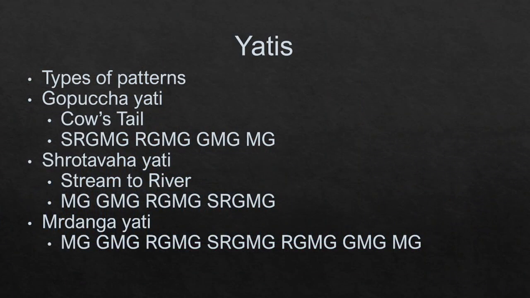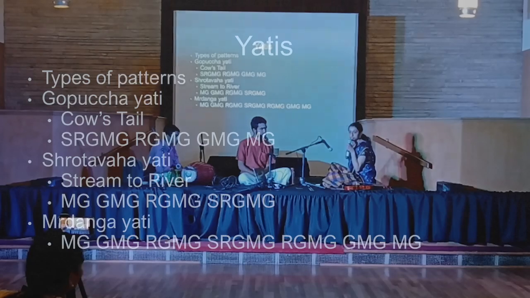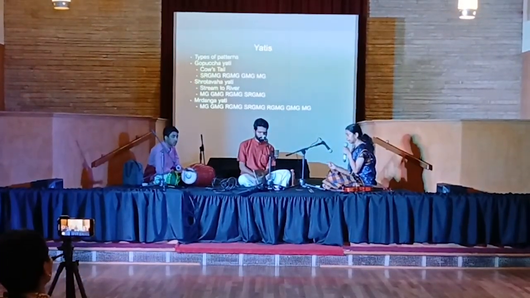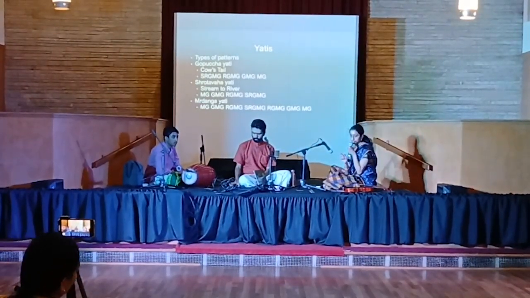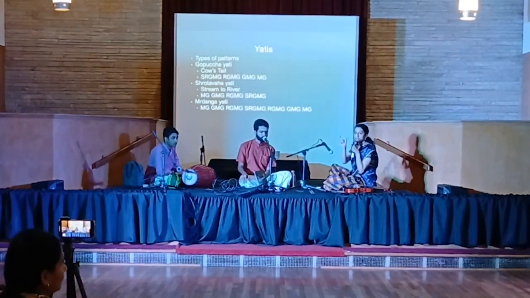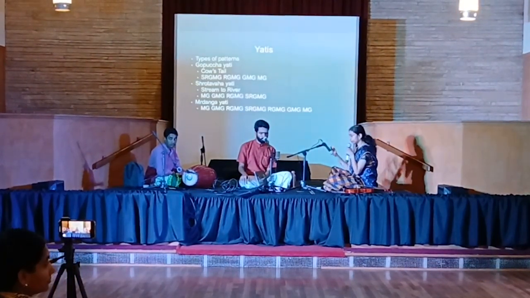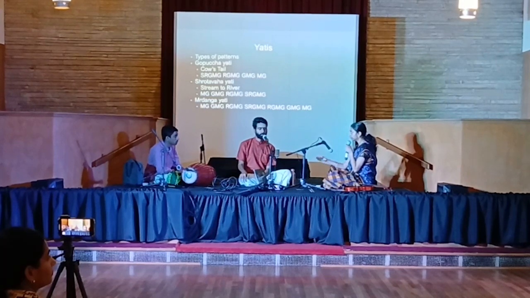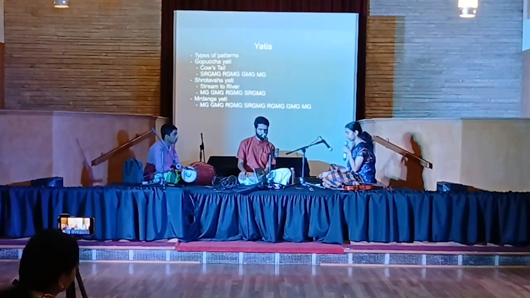And then you have Shrota Bhakti. Shrota Bhakti refers to when you have a stream that becomes a larger body of water. Similarly, the syllables maintain a pattern where you start with a small value and the numbers consecutively increase. So Manda, Gamanda, Riga Manda, and Sariga Manda.